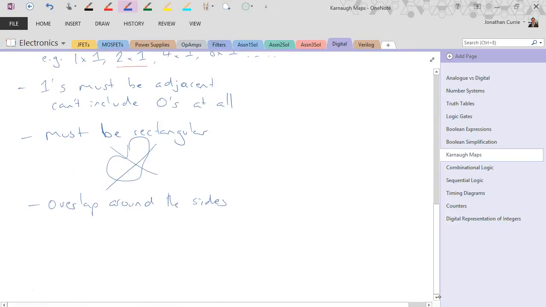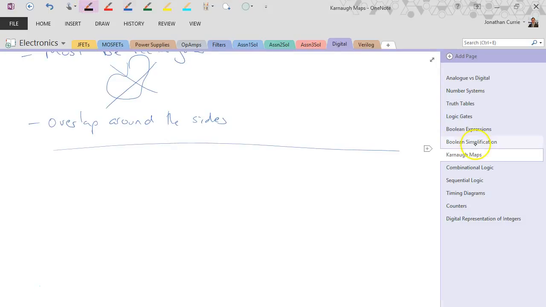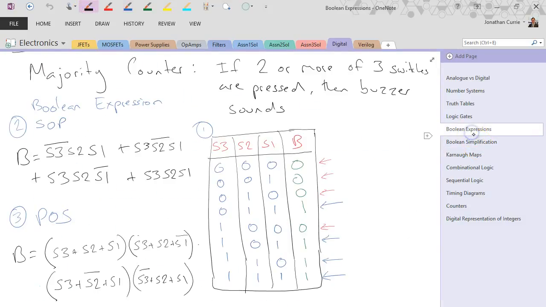Alright, let's have a look at a slightly larger system. So we're going to go back to our majority counter. Alright, so remember we did the sum of products and the product of sum forms. Well, the sum of products form, we're going to write this one out again and see if we can then simplify it. Right, you could do this using Boolean simplification, but let's do it using a K-map and see how we go.